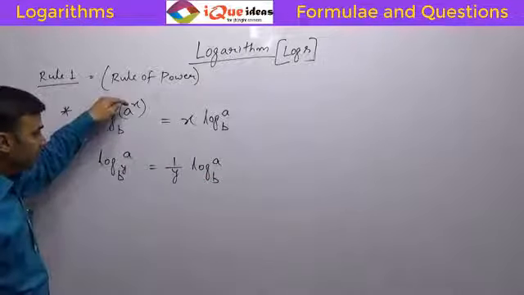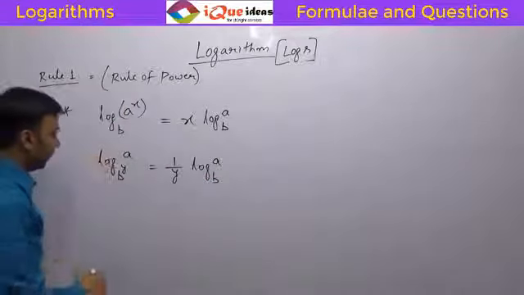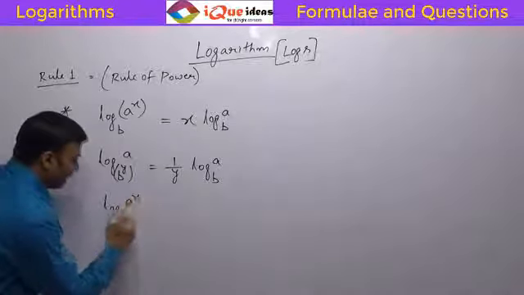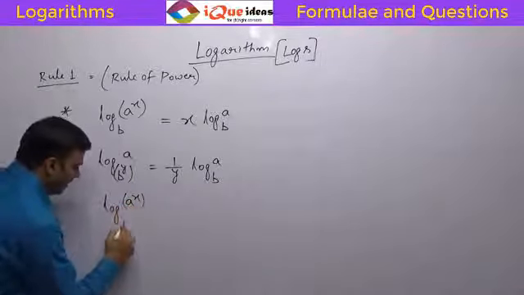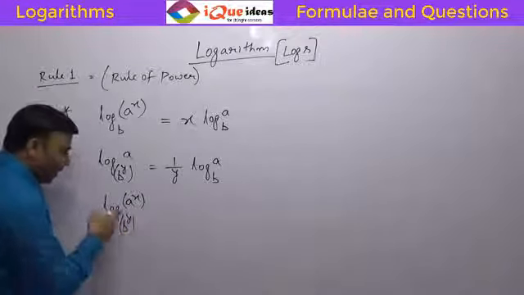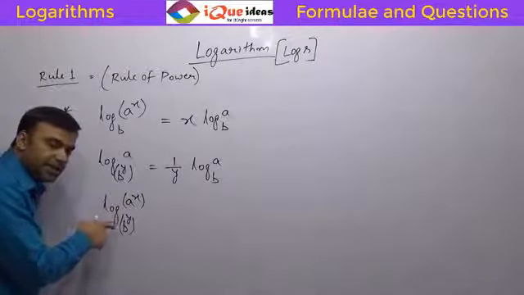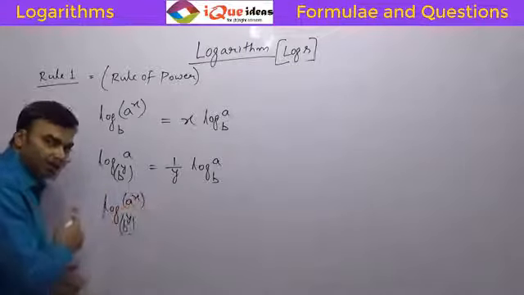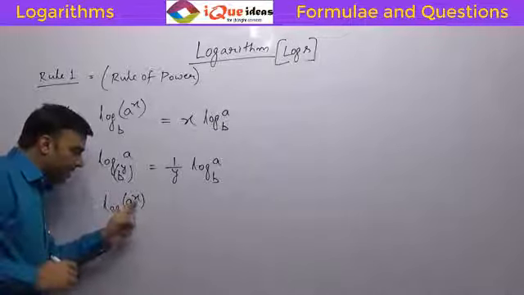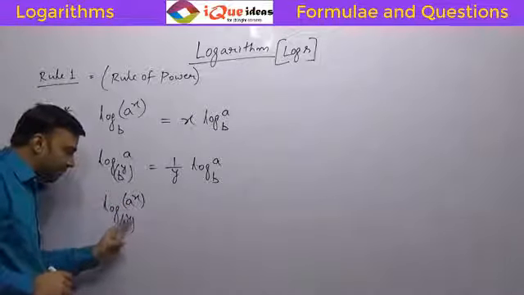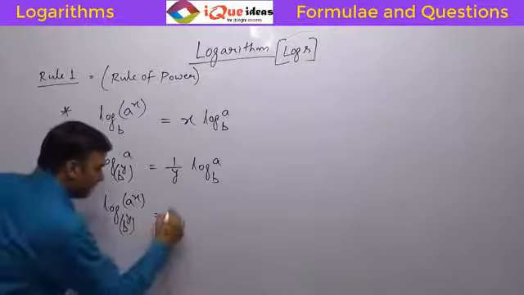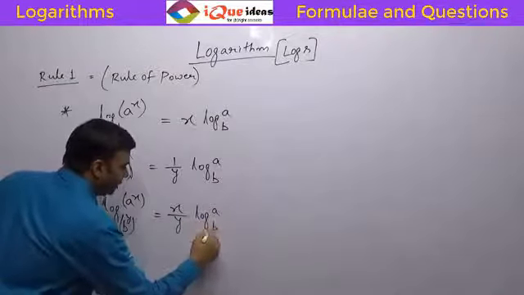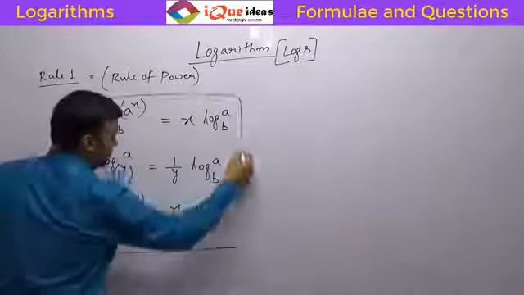Now suppose both the number as well as the base have some power. So we can write them as, let's say, log of a to the power x to the base b to the power y. So here the number itself is a to the power x and the base itself is b to the power y. So both the powers x and y will come outside. Just remember, the power in the number will come in the numerator, the power in the base will come in the denominator. So this becomes x by y log a to the base b. So this is the first rule.